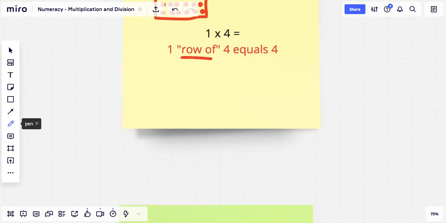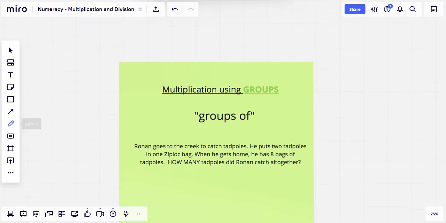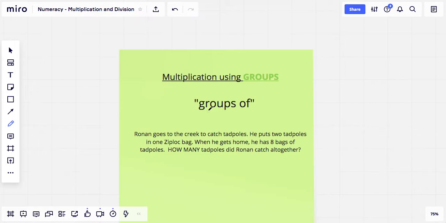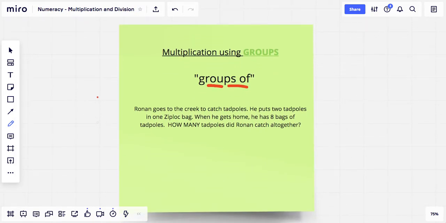Now in today's work, we are going to use groups. So the multiplication symbol today, we're going to think of it as being groups of. Okay, and I'm going to show you a couple examples today where we can use that terminology and you can use it in your practice work this week. So let's look at our first problem.